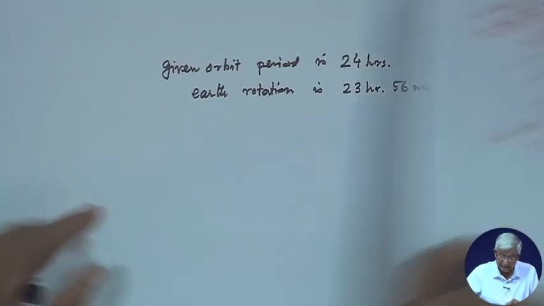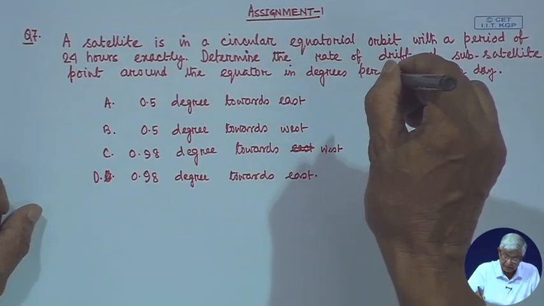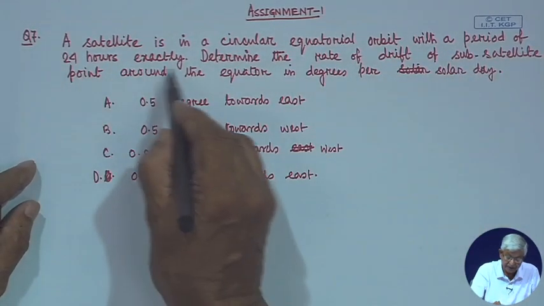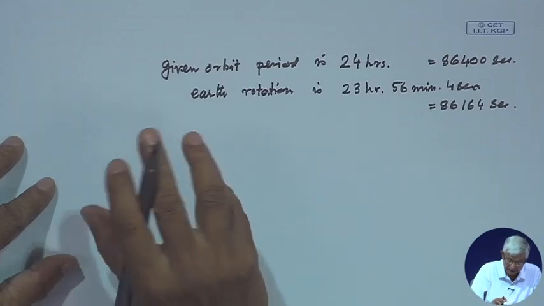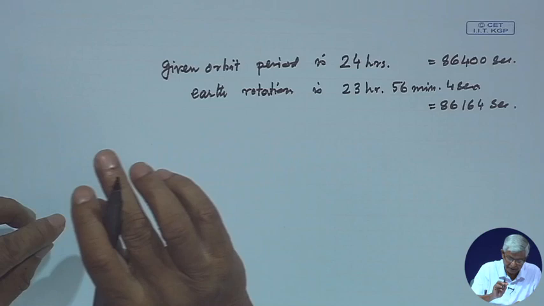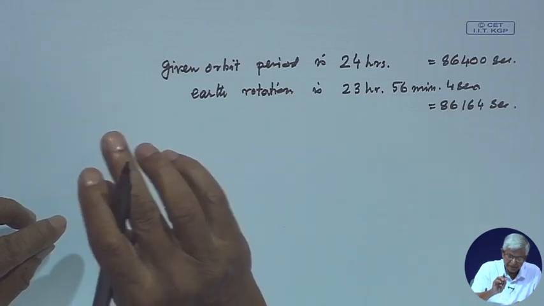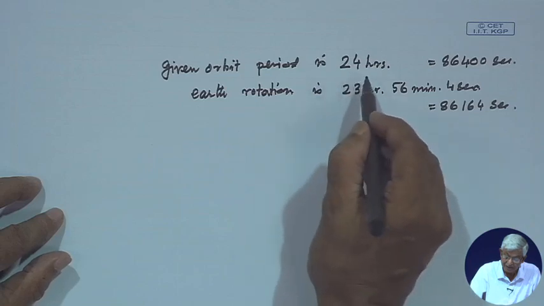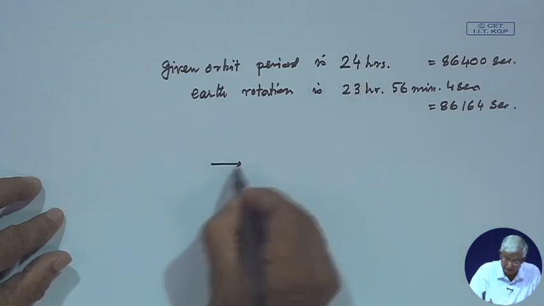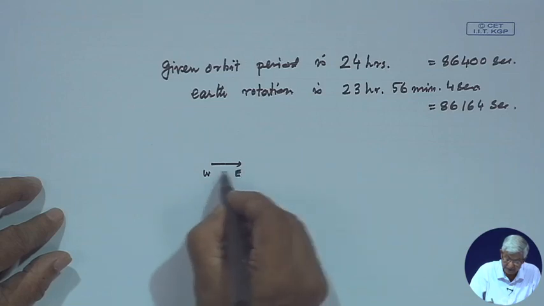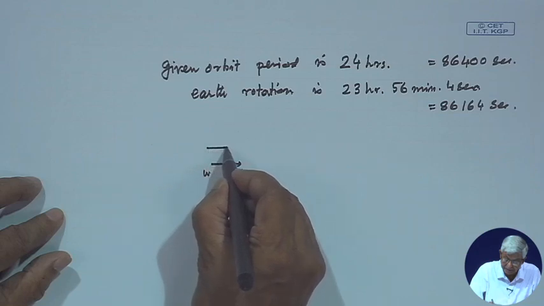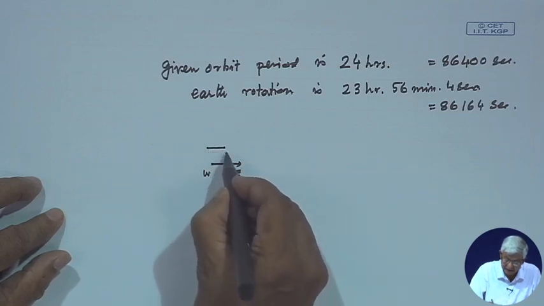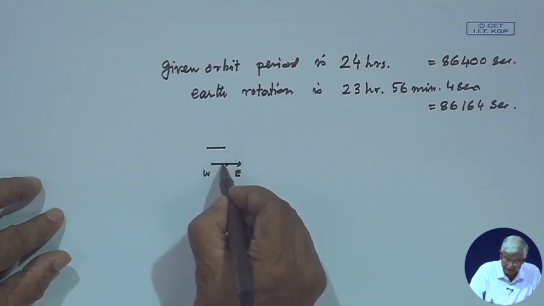Now, it says the satellite is at 24 hours exactly. So, Earth is rotating from west to east, and the satellite is also rotating from west to east, but much slower than the Earth's rotation speed. So, for an observer on the Earth, the subsatellite point will be drifting towards the west.